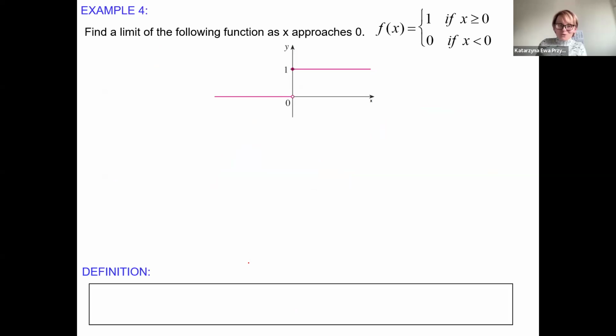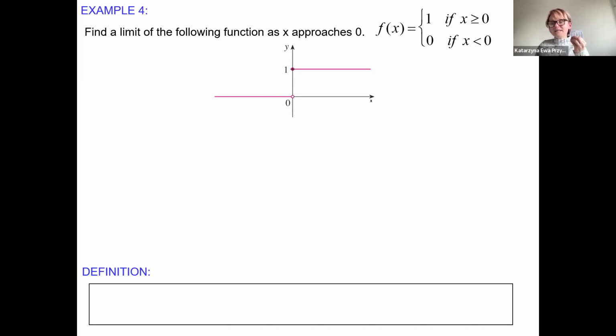Now another example. Find the limit of the following function as x approaches 0. Now we have a piecewise defined function. For positive x's, the value of the function is just 1, a horizontal constant. For negative x's, the value is 0. If x equals 0, the value is 1, so we have a solid dot. The value belongs here, not there, because we cannot have two values for one x.